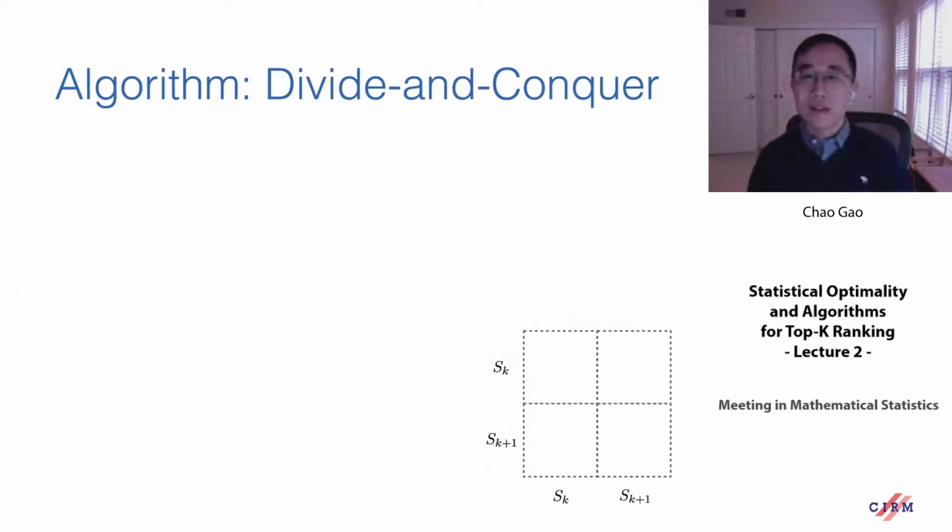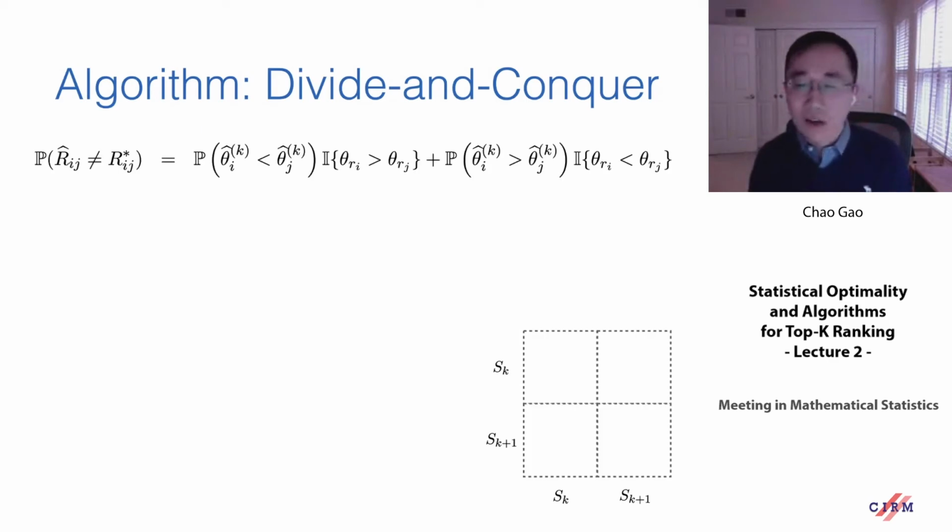All right, so in the end, let me just briefly analyze the algorithm. The most difficult part is the analysis of the MLE. So let's look at the error for R_ij that describes the relation between teams that are either in the same league or in neighboring leagues. And the error, according to our definition of the estimator, is given by the probability of theta_i hat smaller than theta_j hat, or the probability of theta_i hat greater than theta_j hat, depending on whether the true theta_i is greater than theta_j or not, right? So it is the probability that the relation is reversed.